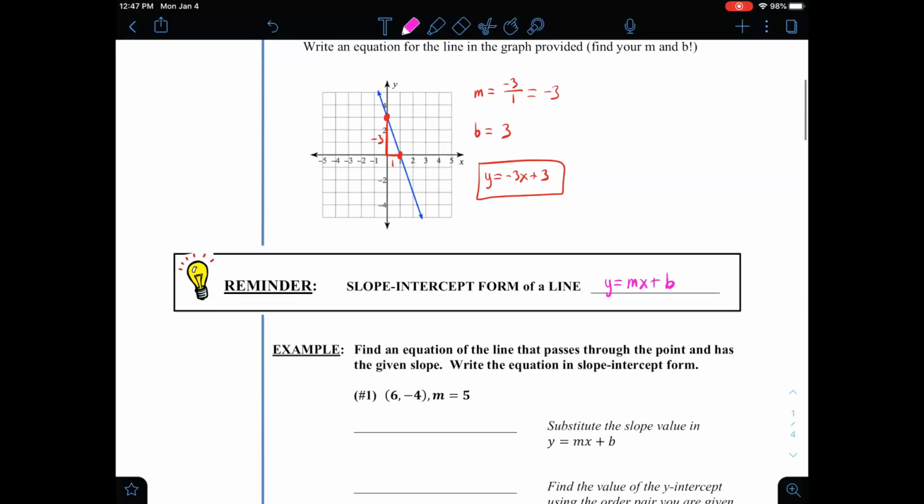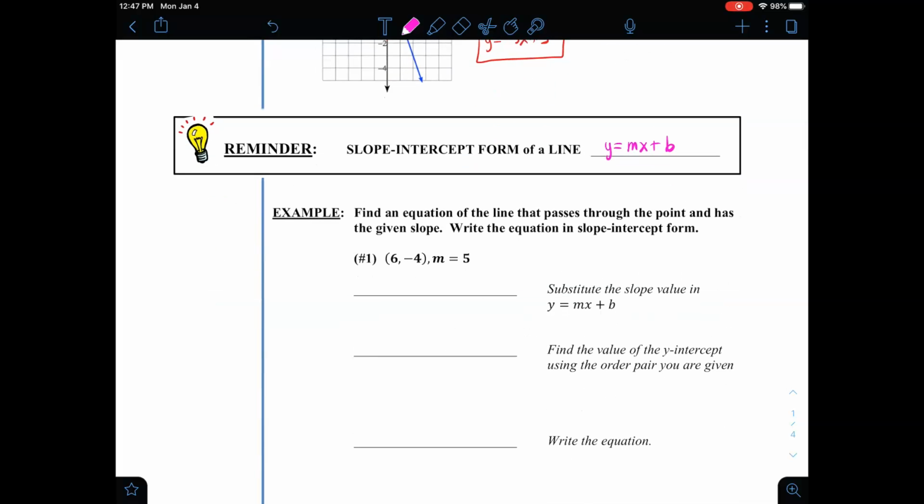For the example, it says, find an equation of the line that passes through the points and has the given slope. Write the equation in slope-intercept form. In 5.1, we were finding the equation given the slope and the y-intercept. This time we're given the slope, but we need to find the y-intercept. We're not given the y-intercept, we're given another point that's on the line, right? So we need to find the y-intercept before we can write an equation in slope-intercept form.